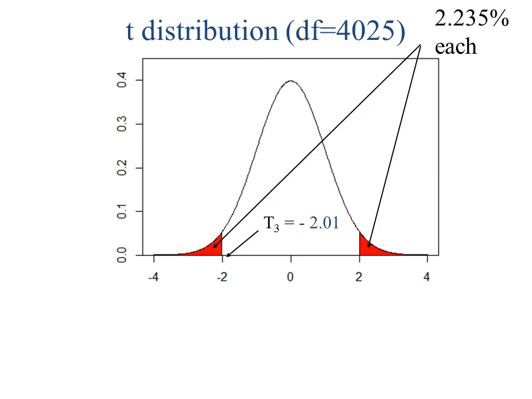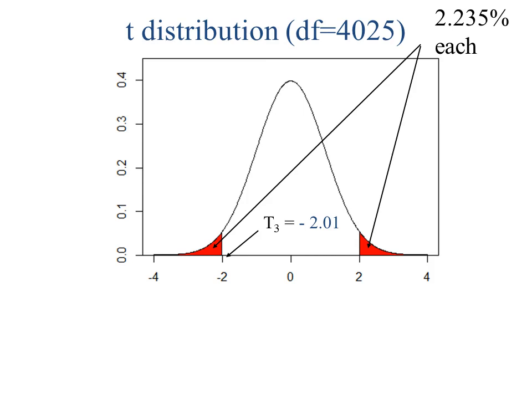This graph shows how the p-value was obtained. This is a graph of the t-distribution with a degree of freedom of 4025. Based on some mathematical assumptions, it can be shown that if the null hypothesis is true, that is, if beta 3 is 0, then the test statistic, T3, asymptotically follows this t-distribution.